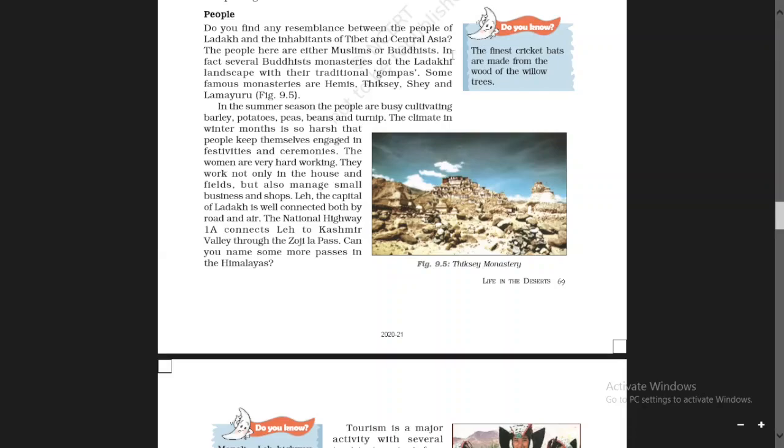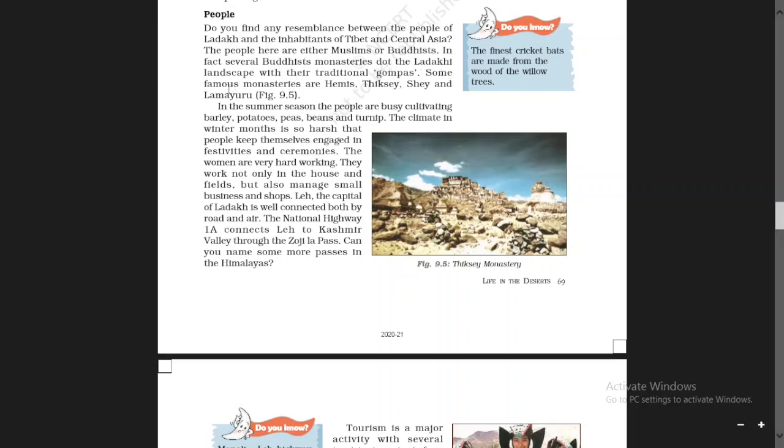In fact, several Buddhist monasteries dot the Ladakhi landscape with their traditional gompas. Actually, you see several Buddhist monasteries. Monasteries means a house for persons under religious vows. Gompas means Buddhist temples are known as gompas.